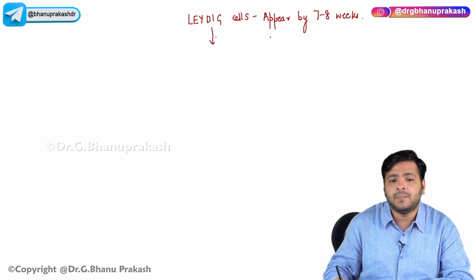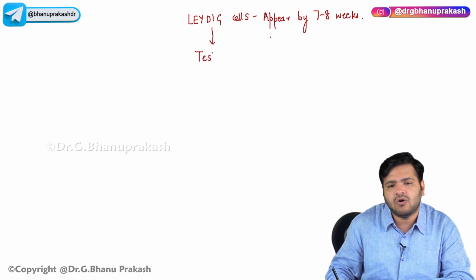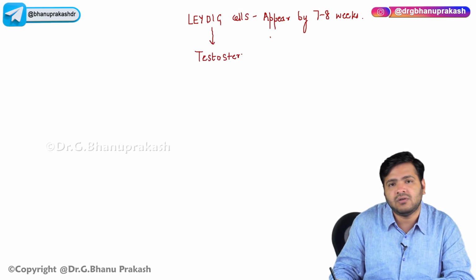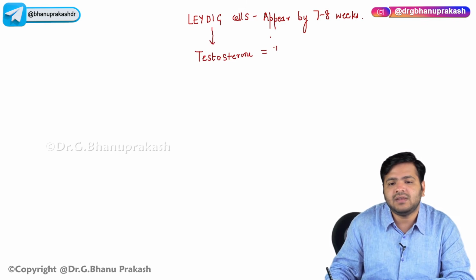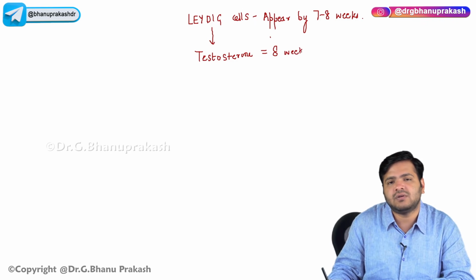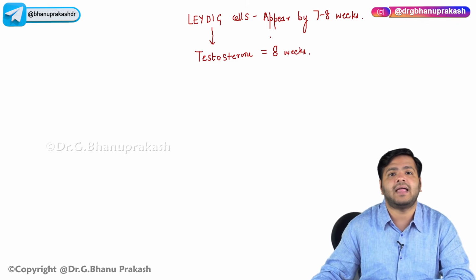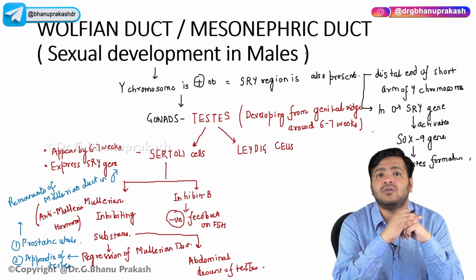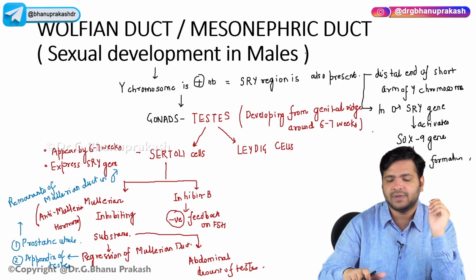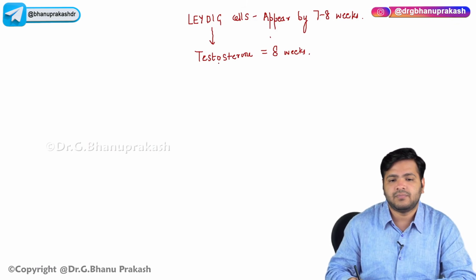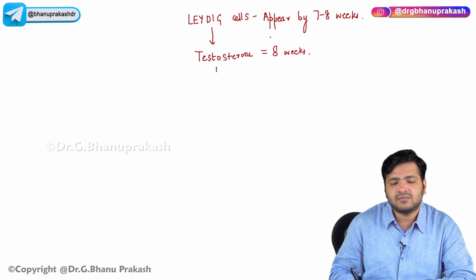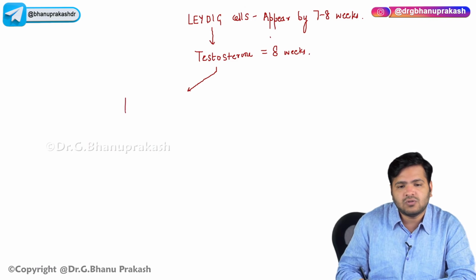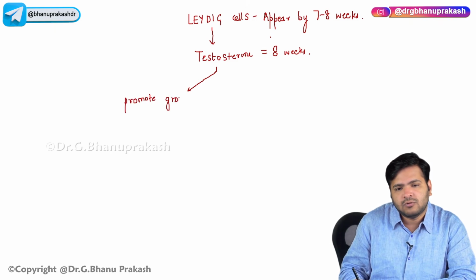But remember, these Leydig cells will secrete a hormone called testosterone, and they will secrete testosterone at 8 weeks. Now you already know the Wolffian duct, or the mesonephric duct. Now this testosterone will promote the growth of the Wolffian duct.